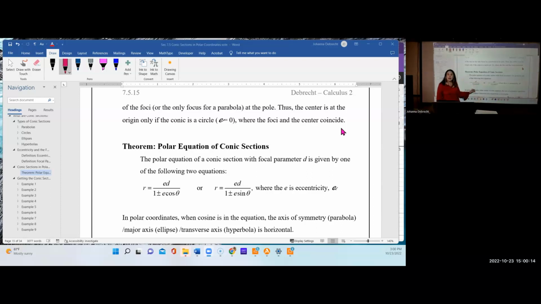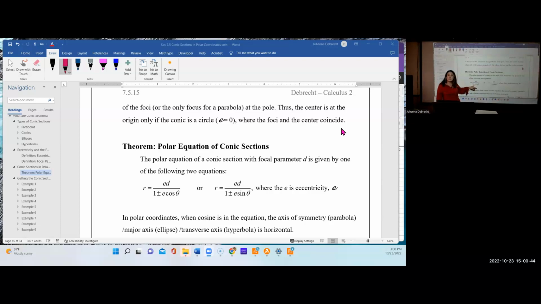But that will make that leading constant in the denominator a 1. Then we have either cosine or sine being multiplied by the eccentricity. Now remember that eccentricity is always non-negative. It's 0 for a circle, but otherwise it's strictly positive. So the eccentricity is going to be multiplied by a trig function.